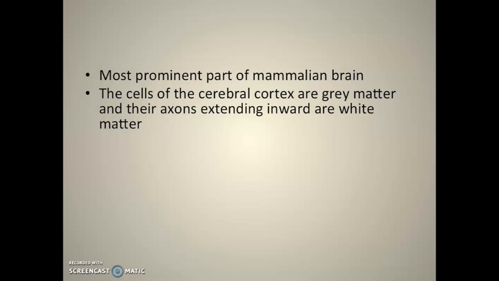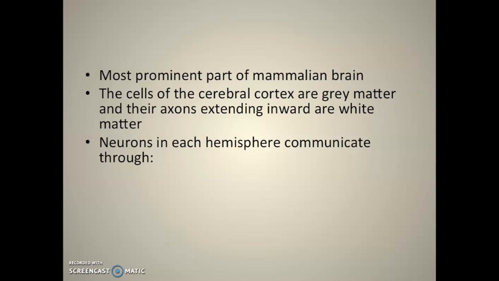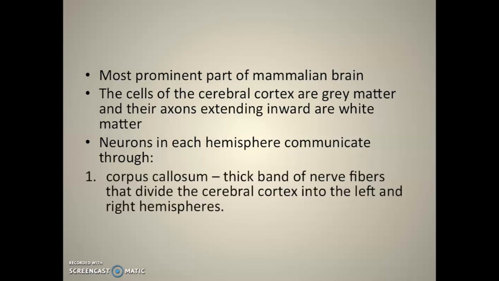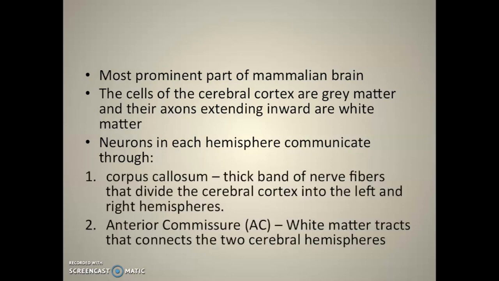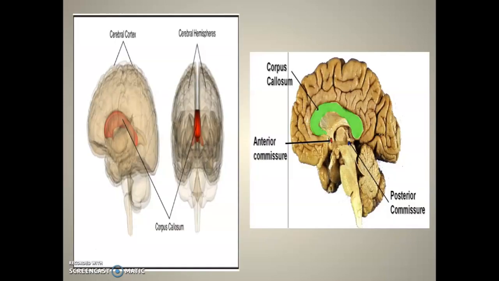The cerebral cortex is divided into the right and the left hemisphere, and each of these hemispheres communicate to each other through the corpus callosum and the anterior commissure, which allows you to integrate information from the left and the right hemispheres, and that's how we are able to function in an integrated manner, irrespective of the fact that our hemispheres have been divided into the right and the left.